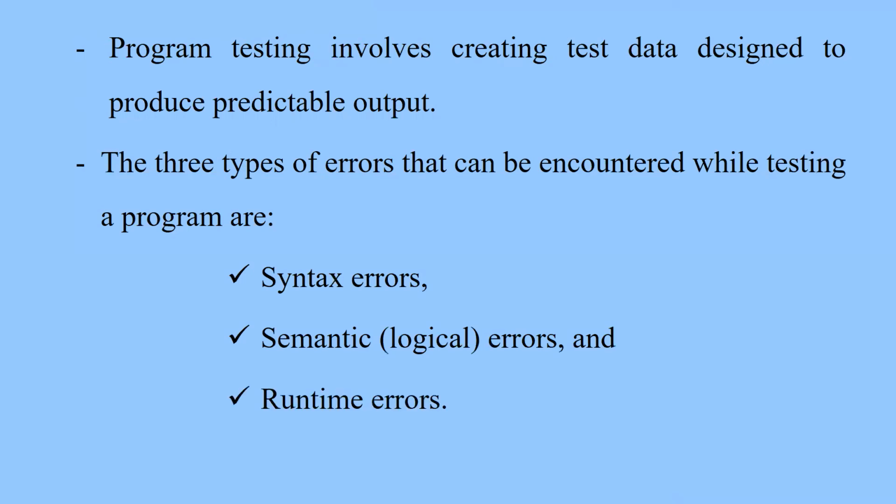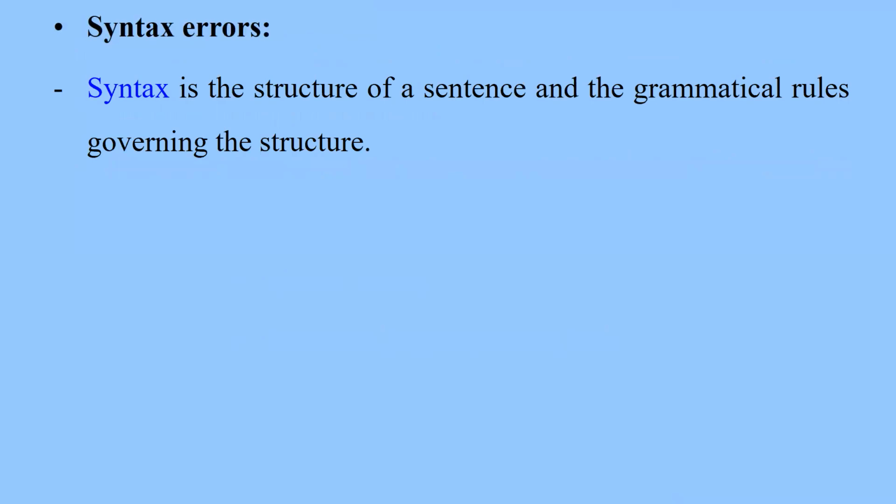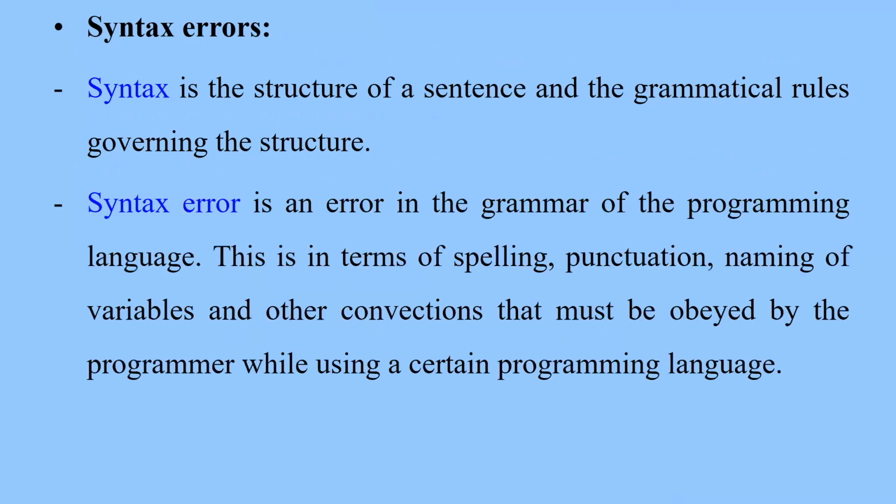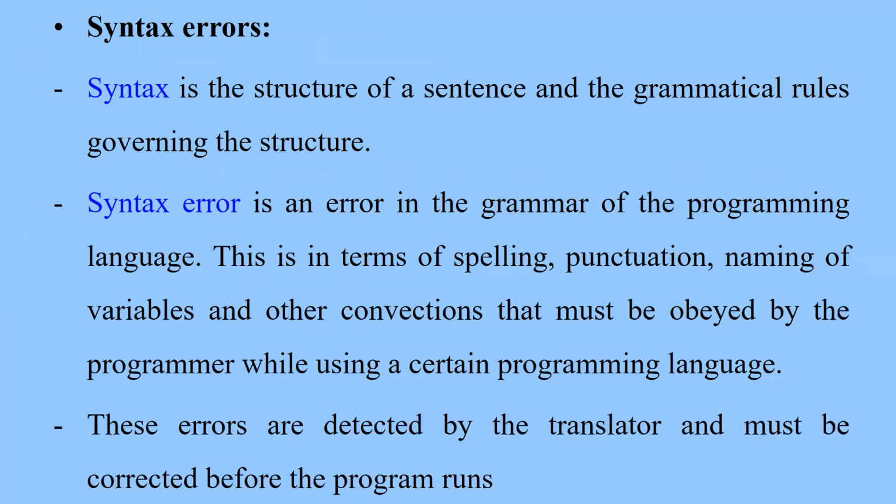When we talk about syntax errors, it's always good to remember, we said in my previous parts that syntax is the structure of a sentence and the grammatical rules governing the structure. And therefore, a syntax error is an error in the grammar of the programming language. This is in terms of spelling, punctuation, naming of variables, and other conventions that must be obeyed by the programmer who is using a certain programming language. These errors are detected by the translator and must be corrected before the program runs.